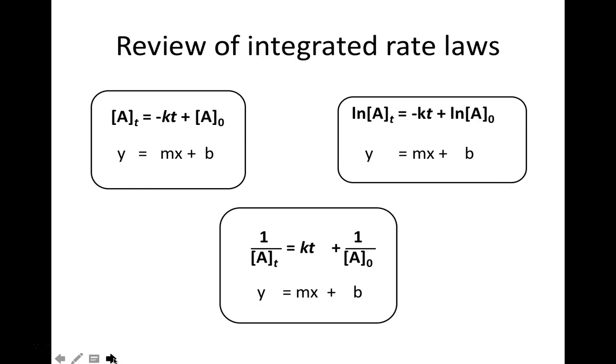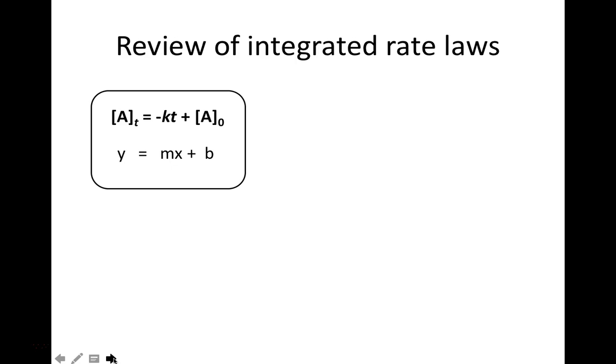So we had 3 different rate laws that we calculated using calculus, right? The first, maybe I should do this one at a time. The first one, we look at A sub t, so the concentration of A at some time equals negative kt, where k is the rate constant, t is just whatever time has elapsed since time 0, plus whatever concentration you started with of that reactant. We know that equals y equals mx plus b, right?